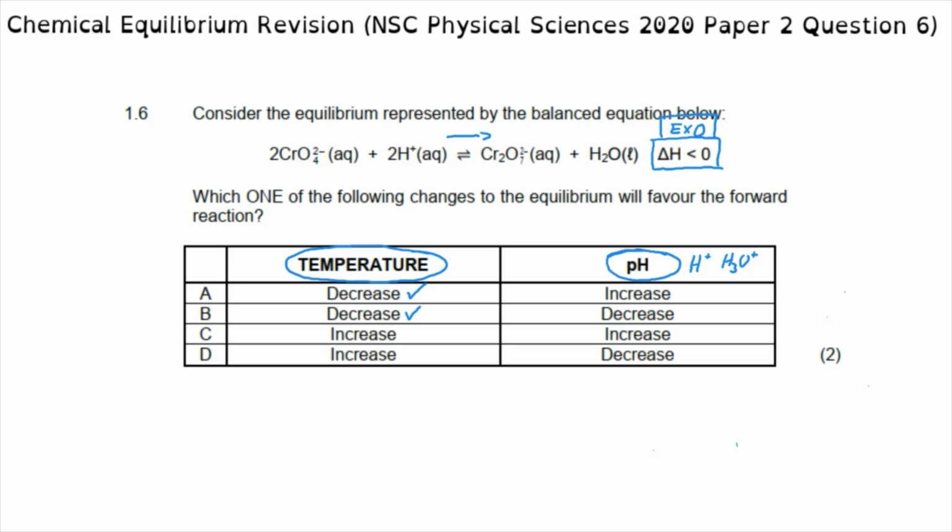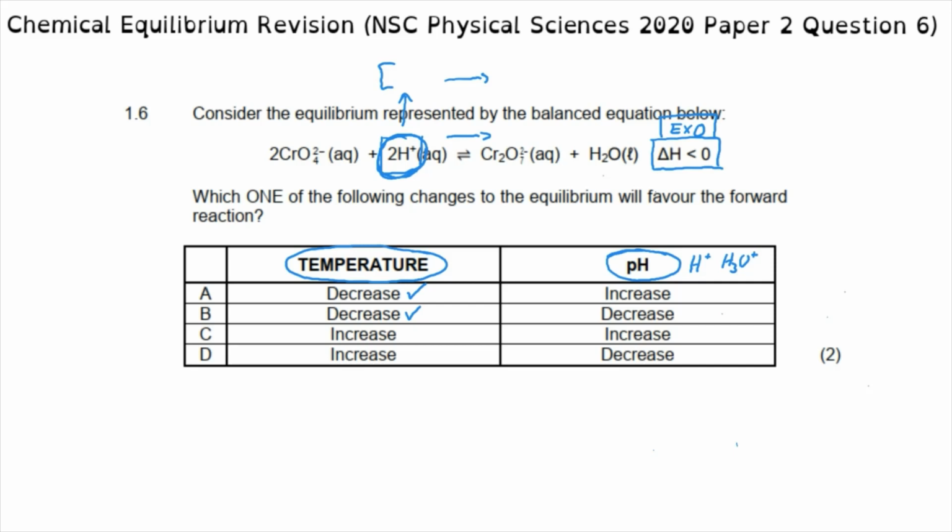The next change is changing the pH, where we want to favor the forward reaction. What we can hopefully see here is that there are hydrogen ions present in the reactants on the left-hand side of this reaction. So if we want to favor the forward reaction, we want to favor the direction that uses up this hydrogen ion. That means we would want to increase the hydrogen ion concentration, because by Le Chatelier's principle, if I increase the concentration of one of the reactants, we will favor the forward reaction to try to counter that change.